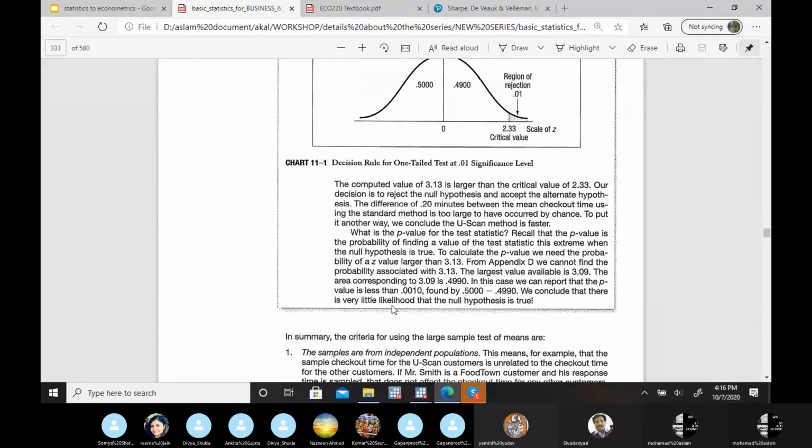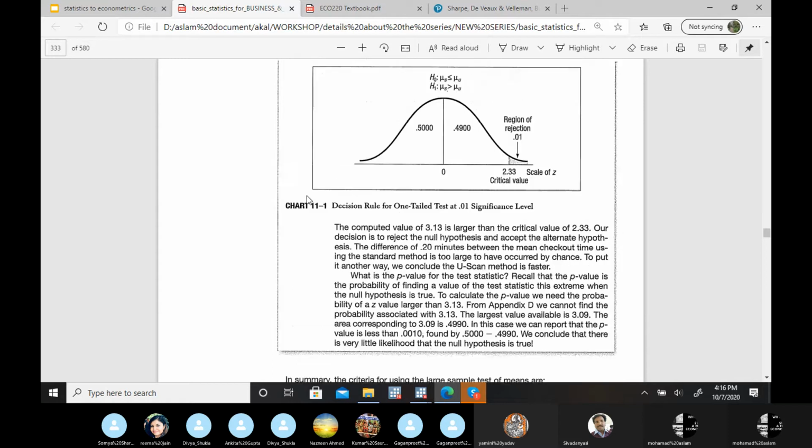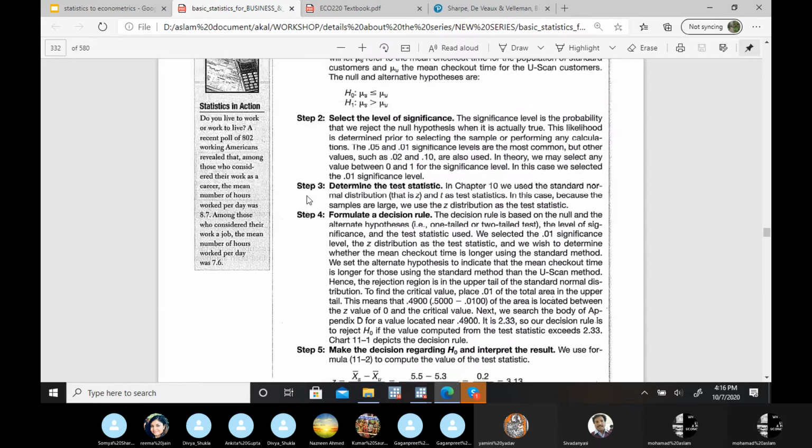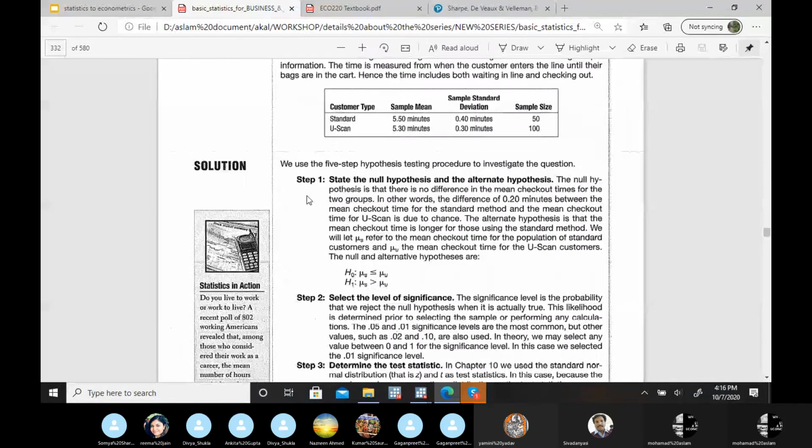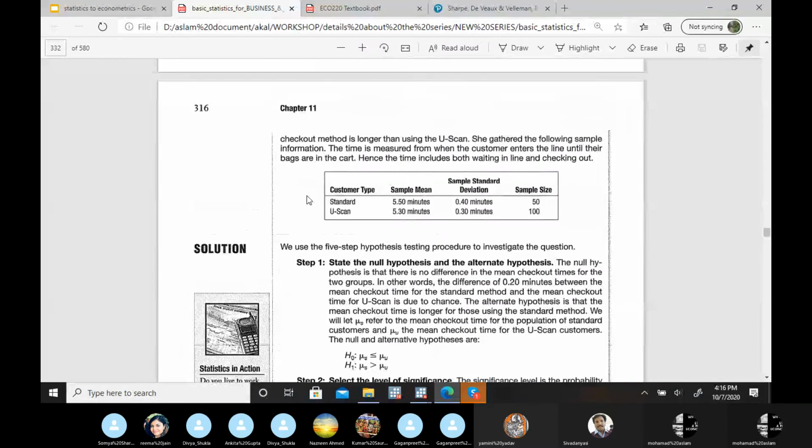So we conclude that there is very little likelihood that the null hypothesis is true. So it gets rejected. To put it another way, we conclude the new method is faster. So this is how we can interpret the result, depending upon the question. I hope now it's clear how we interpret the results. So let's do another exercise.